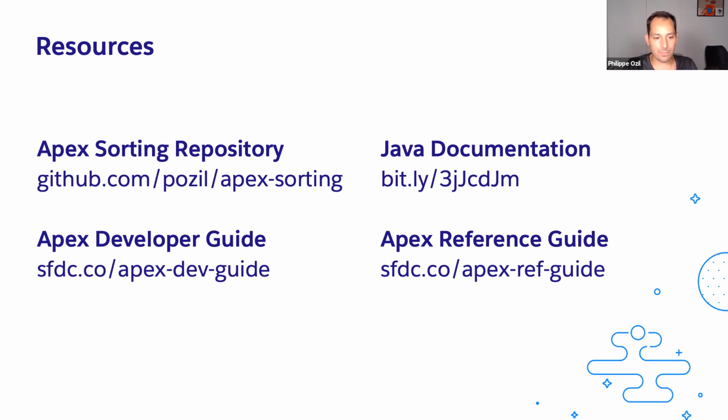So the Apex Developer Guide will tell you tips and tricks about, for example, the way sObjects are sorted by default, or natural ordering. And the Apex Reference Guide will tell you things about the way the maps, list, and set work with the different methods.